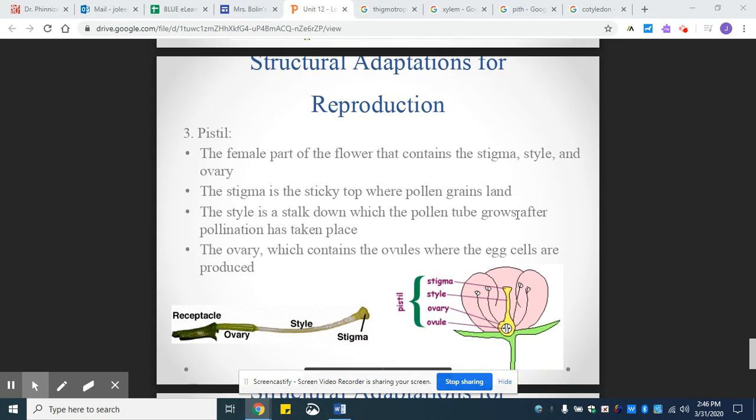3. The pistil. The female part of the flower that contains the stigma, style, and ovary. The stigma is the sticky top where pollen grains land. The style is a stalk down which the pollen tube grows after pollination has taken place. The ovary contains the ovules where the egg cells are produced.